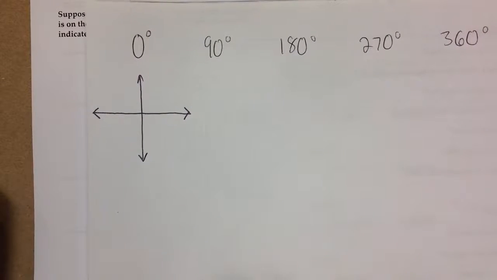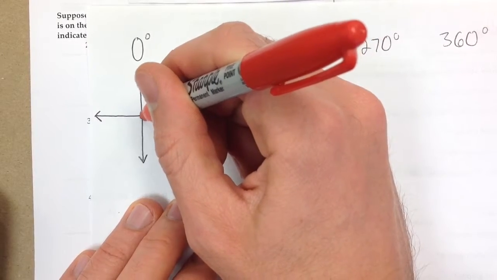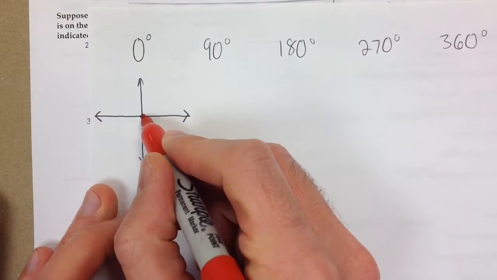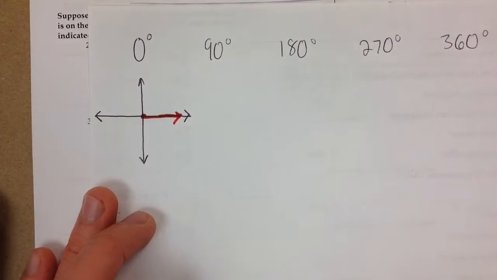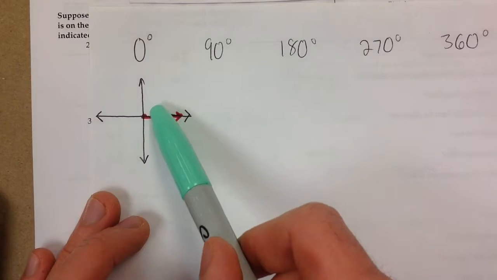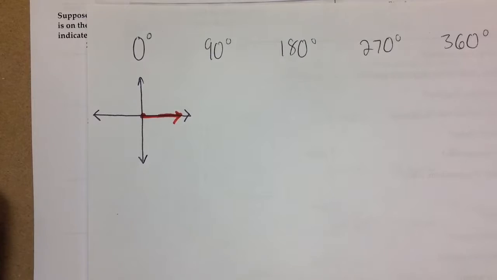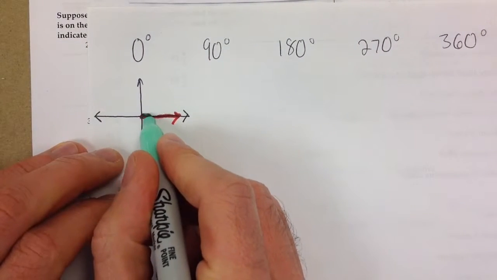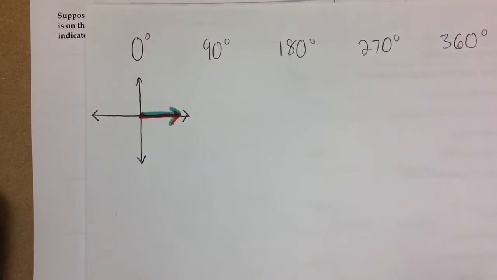So standard position: vertex at the origin, initial side of the angle on the positive x-axis. We want to draw 0 degrees in standard position. Vertex at the origin, initial side on the positive x-axis. 0 degrees, you're not going anywhere from that point. You stay at the same level. No rotation. Okay? That's 0 degrees in standard position.